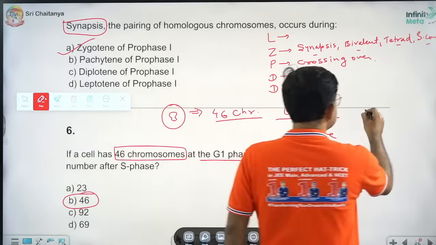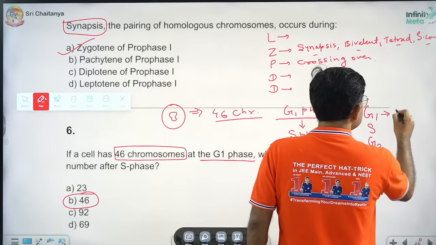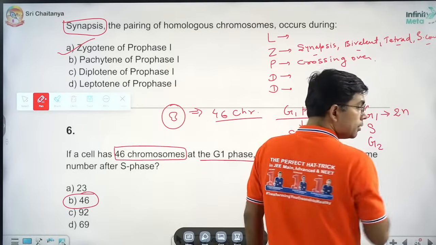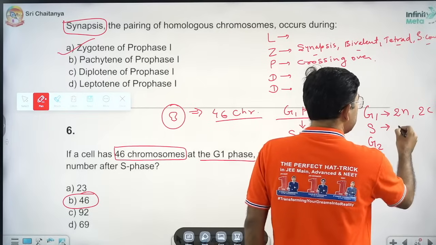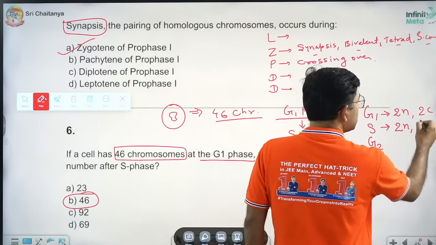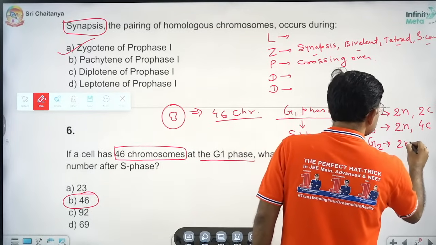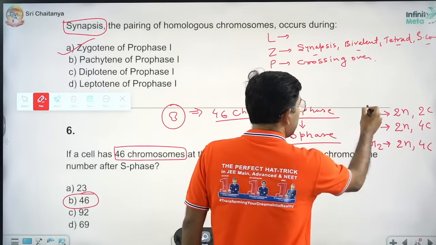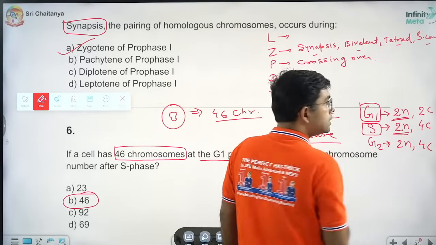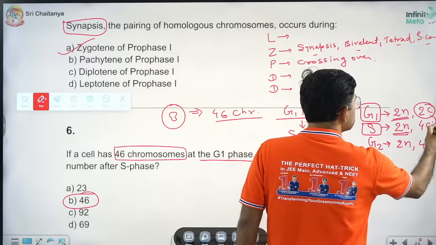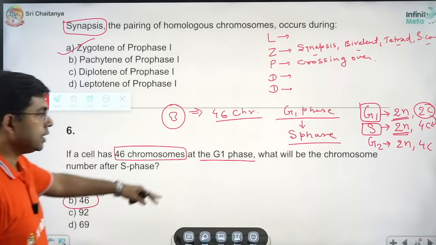Remember, in G1 phase, S phase, G2 phase, if in G1 phase the number of chromosomes is 2n and the DNA content is 2c, then in S phase the number of chromosomes remains the same, but the DNA content becomes double and it continues in the G2 phase. So in G1 phase and S phase, the number of chromosomes remains the same. It's the DNA content which gets doubled. Is it clear? So 46 chromosomes will remain 46.